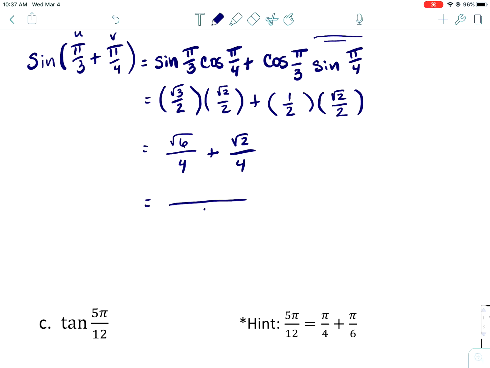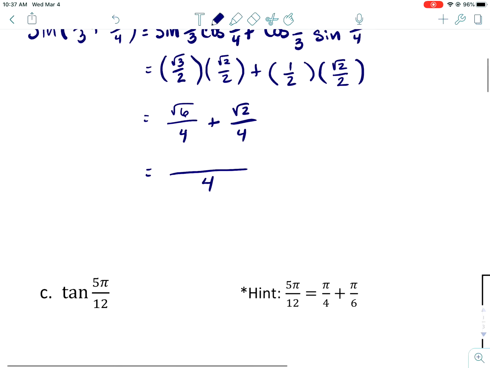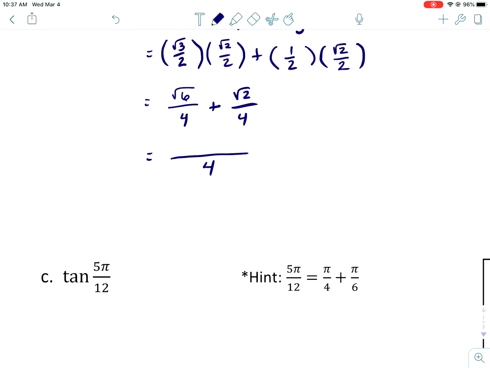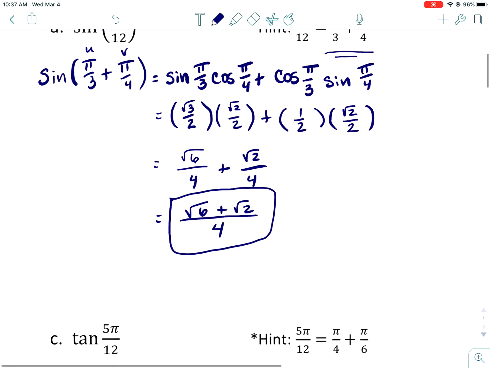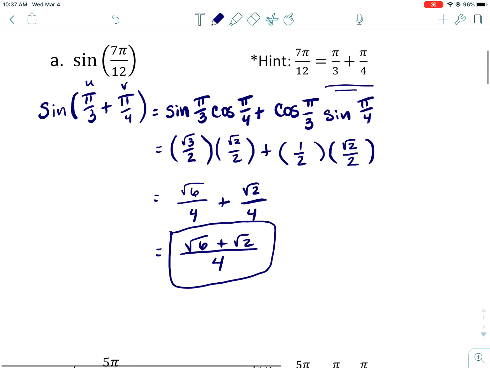And then we would write this as one fraction with the common denominator as the denominator. And can we add the square root of 6 and the square root of 2? No. To add radicals, they have to be like radicals. These are not like radicals, so this is it. This is our answer. So that is the exact value of the sine of 7 pi over 12.